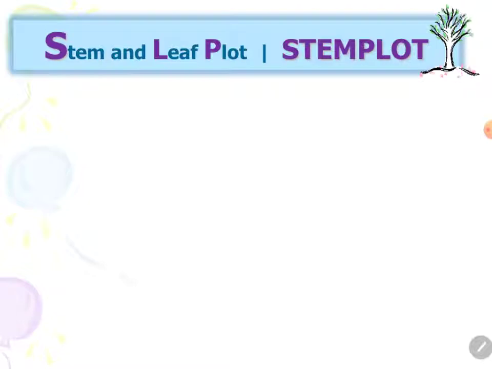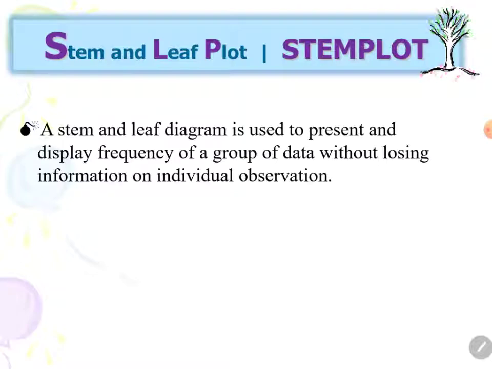Stem and leaf plot. So what is stem? What is leaf? Okay, you know what is stem. You've learned biology. So we have the stem, and then how the leaf will fill out the stem. A stem and leaf diagram is used to present and display the frequency of a group of data without losing information on individual observations. We are putting all the raw data into table form.